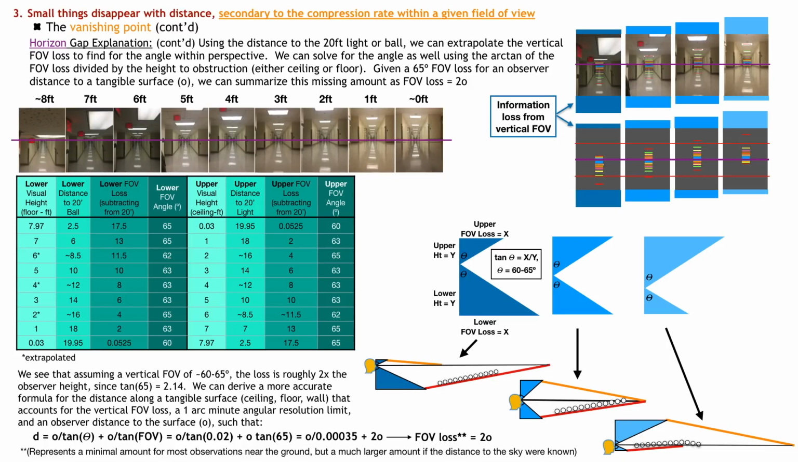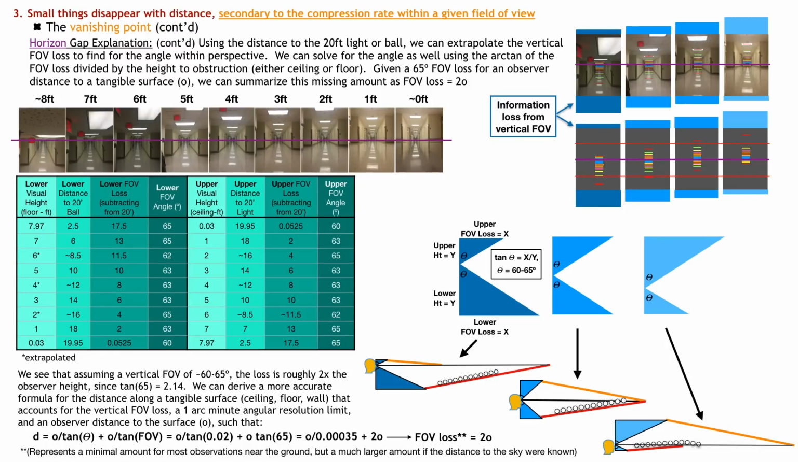So using a distance of 20 feet to the light or to the ball, we can extrapolate the vertical field of view loss to find for the angle within perspective. So this is how I found for this 65-degree angle. We can solve for the angle as well using the arctan of the field of view loss divided by the height to the obstruction, either the ceiling or the floor.